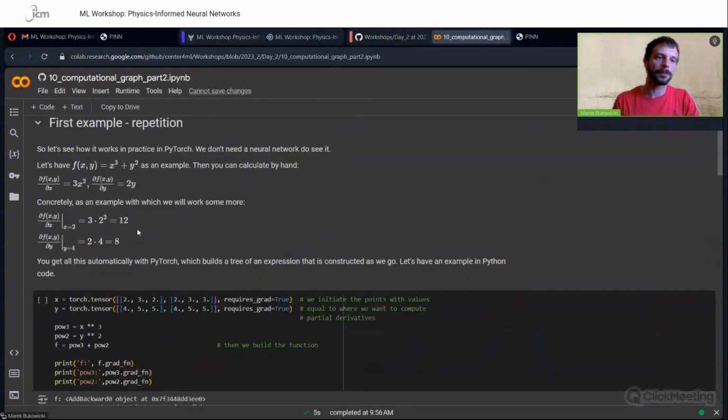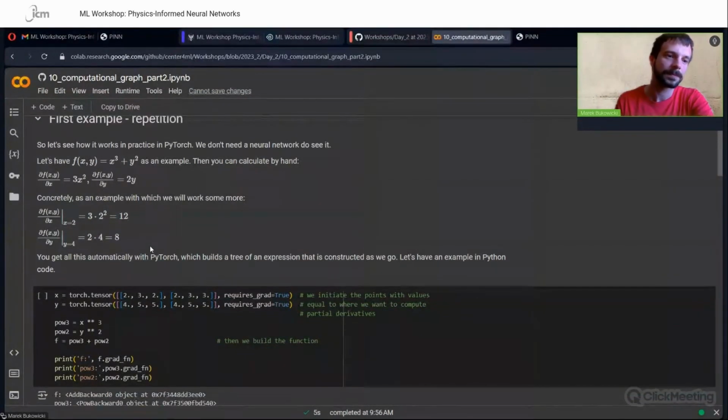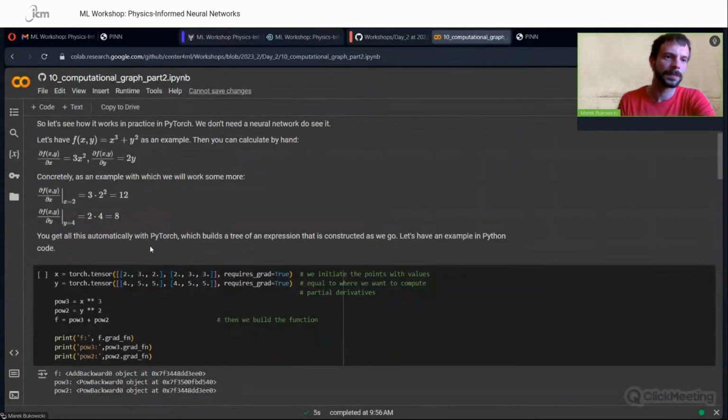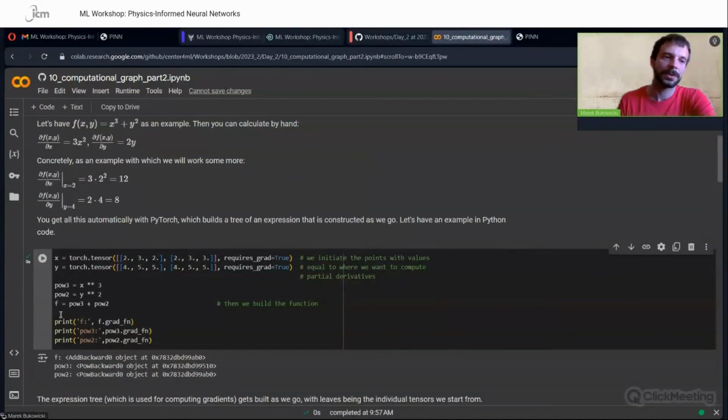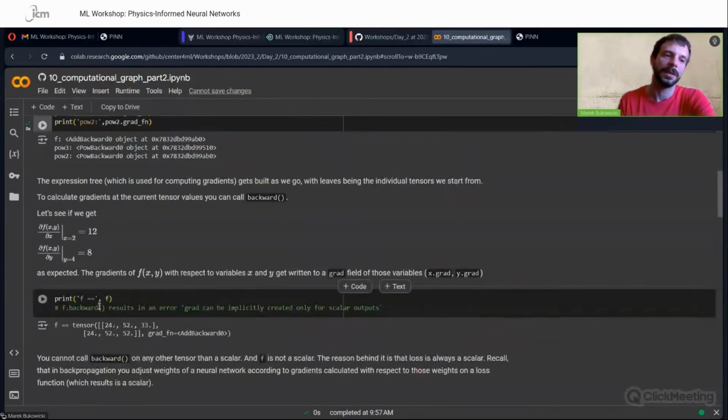As an example, we have a function of two variables, x and y, and with automatic differentiation we can differentiate it at various points. Here are the tensors, and for differentiation we need to have requires_grad equal to True. Once this is enabled, PyTorch builds a so-called computational graph. I will not go into details here; I think in Szymon's presentation it was more detailed. The most important thing is how it works. We have these grad functions, and they are activated once we call backward.